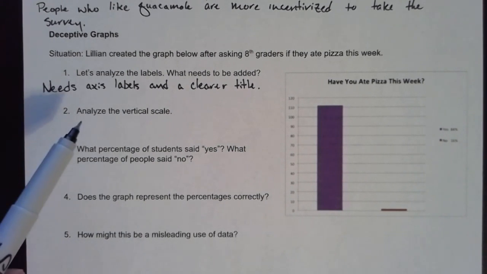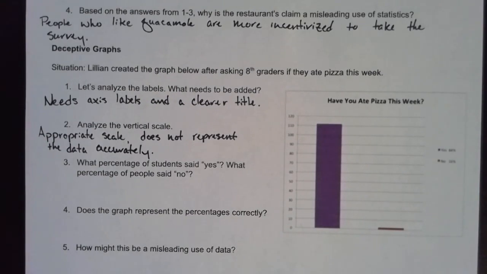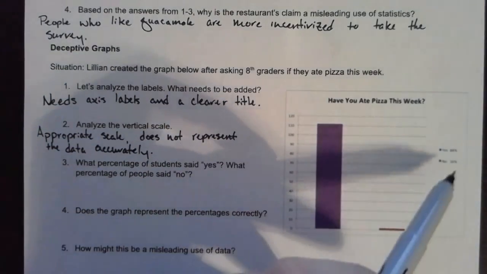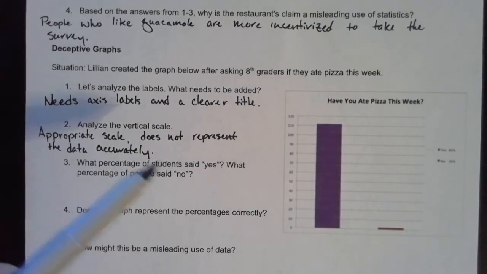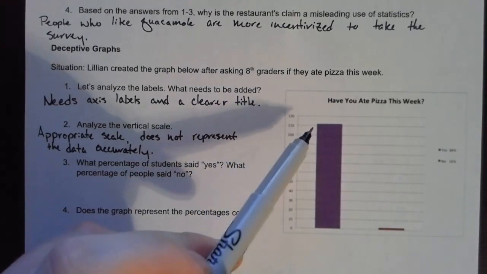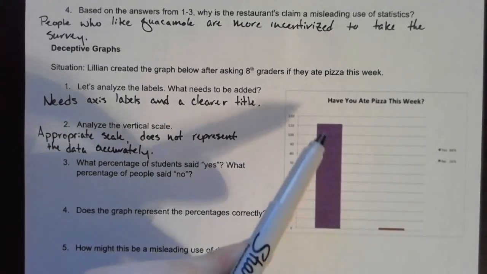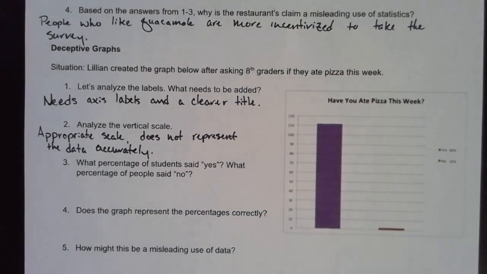And then the second question is where we talk about the vertical scale. So analyze the vertical scale. For this, I said it's an appropriate scale because we're counting by tens, right? And based off of the size of the data we have, it makes sense. But it does not represent the data accurately. These numbers that we're going to here on the bar graphs don't represent the numbers we have here. So it's not clear what the vertical scale is actually representing in terms of the data we have on this information.